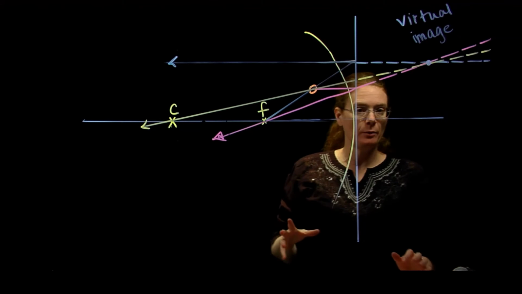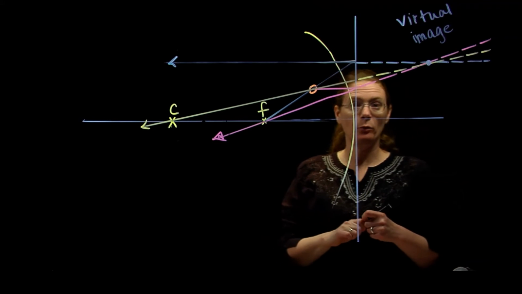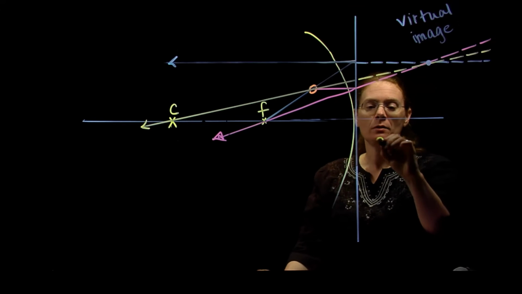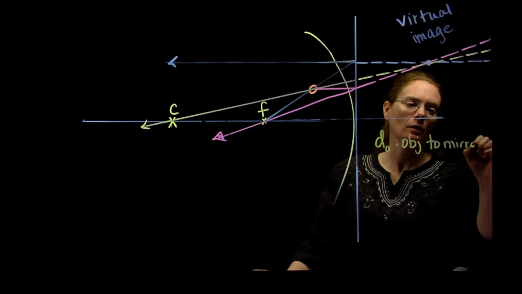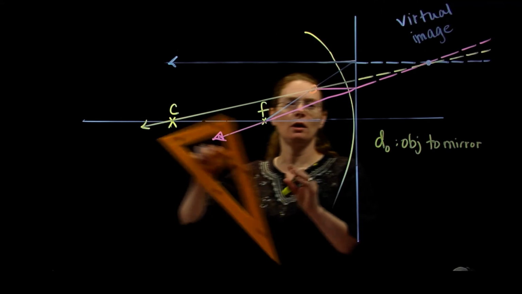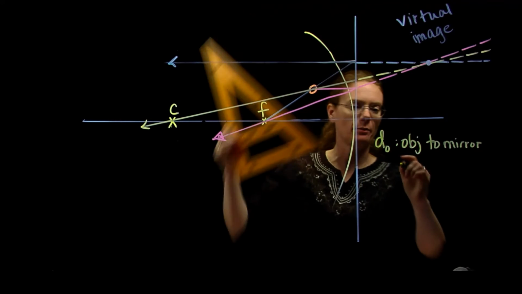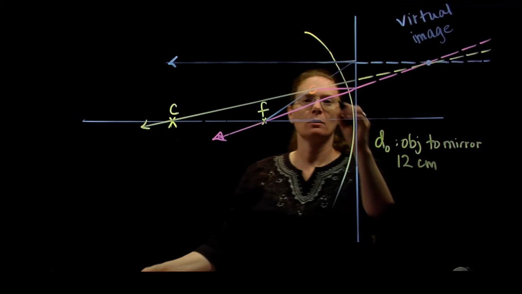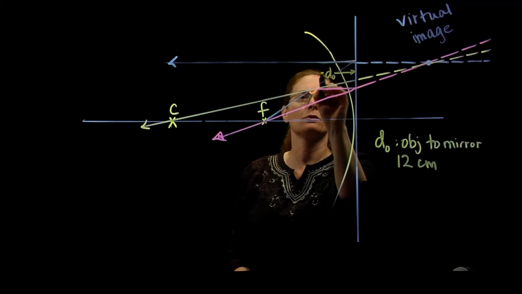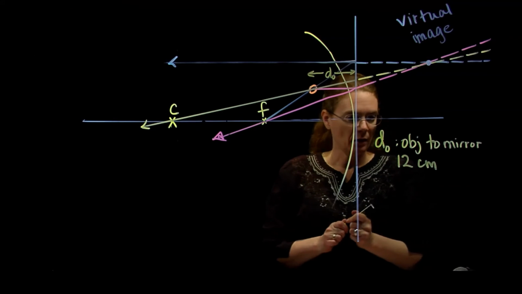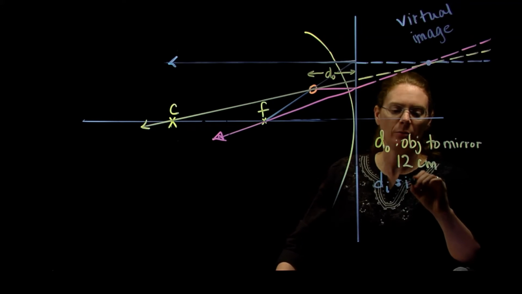We can do the same measurements and equations as we did before. So I will need to make some measurements. DO is my object distance. That's object to mirror. And in this case, we have object to mirror is 12 centimeters. So that's, oh boy, I don't even know how to label this. DO is from here to here. Image distance is image to mirror.